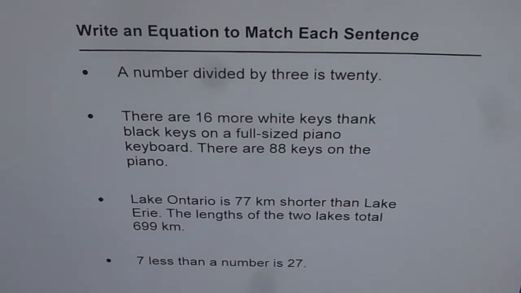A number divided by 3 is 20. There are 16 more white keys than black keys on a full-sized piano keyboard. There are 88 keys on the piano. Next one is, Lake Ontario is 77 kilometers shorter than Lake Erie. The lengths of two lakes total 699 kilometers. And the last one is, 7 less than a number is 27.